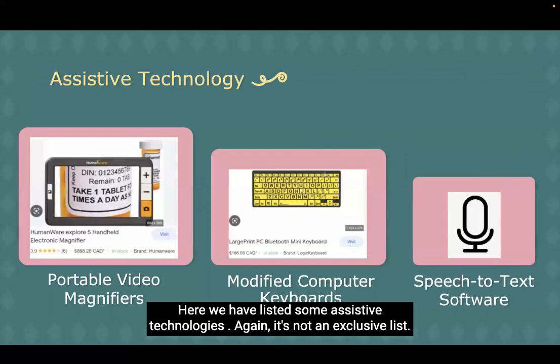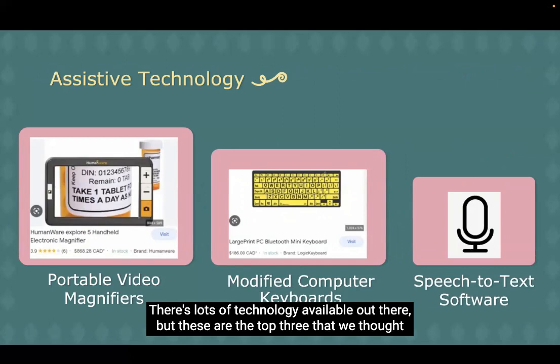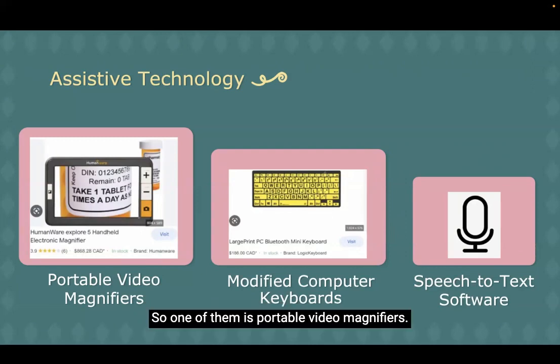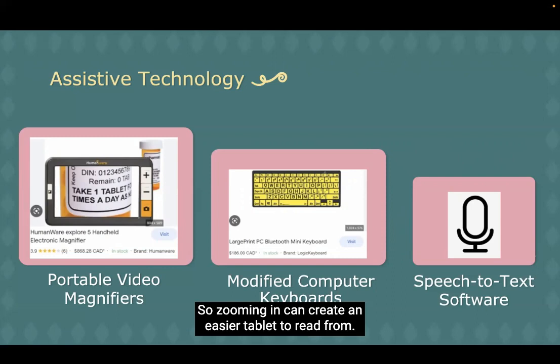Here we have listed some assistive technology. Again, it's not an exclusive list. There's lots of technology available out there, but these are the top 3 that we thought might be useful and readily available to older adults if they are interested in purchasing these. So one of them is portable video magnifiers. It makes it easier to read different things. So zooming in can create an easier tablet to read from.